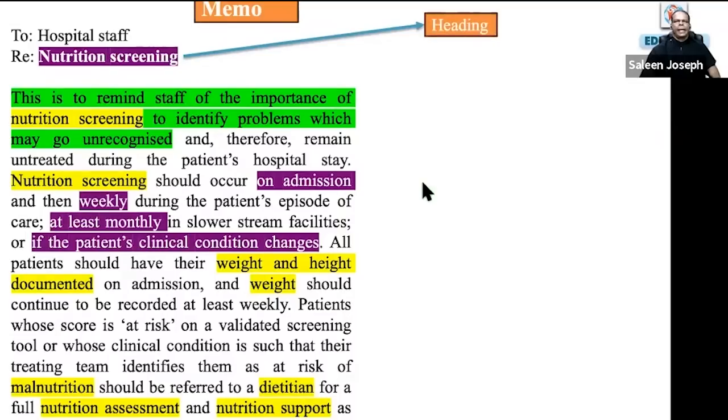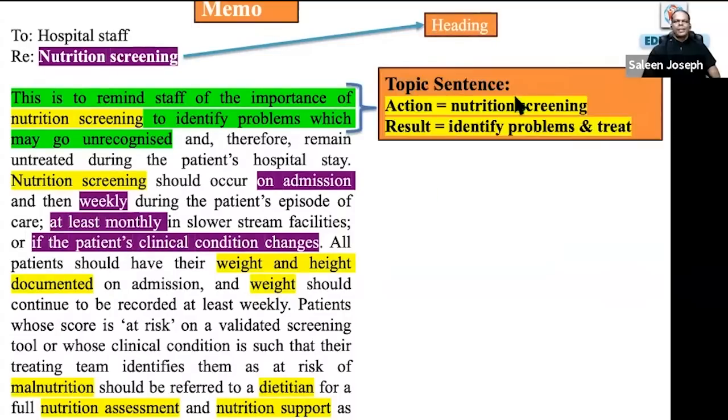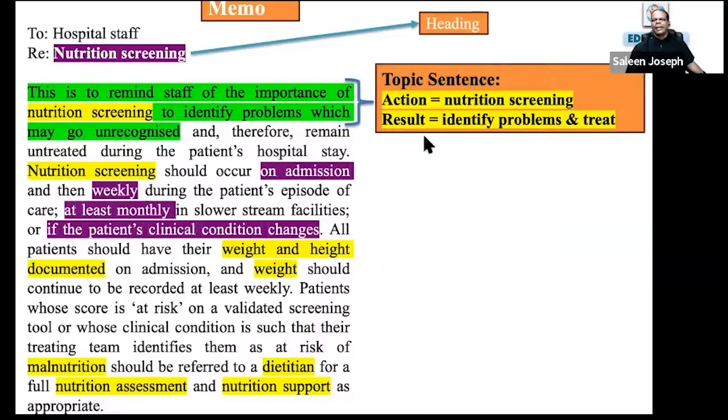Now you see here, heading, nutrition screening, and topic sentence, action, nutrition screening, result, identify problems and treat. So the question asked about result. Nutrition screening, when is it done? Then the details are on admission, nutrition screen weekly, nutrition screen at least monthly. If the patient's clinical condition changes, please do the nutrition screening.